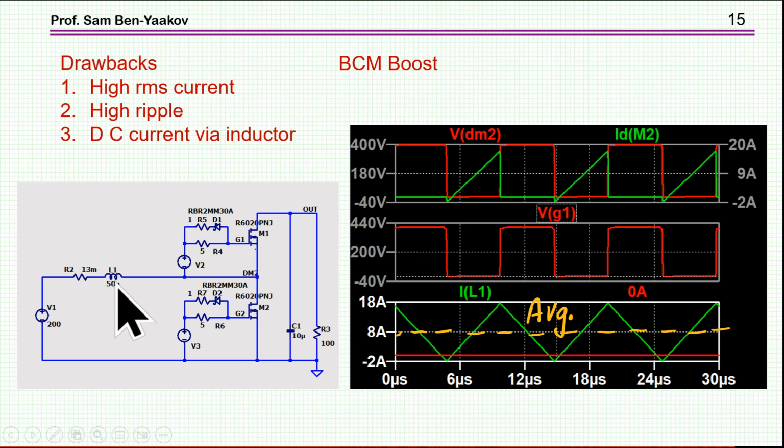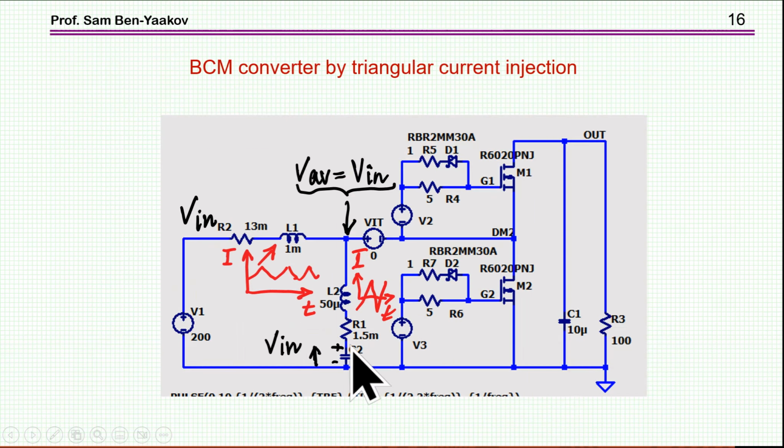So we have here an inductor, although the inductance is smaller, but the size of the inductor is, of course, not just the inductance, but also the RMS and I peak are affecting the size. And since the I peak is high and the RMS is also high, this is going to be a fairly large inductor, although the inductance is relatively small. So these are the drawbacks of the BCM, and the idea of the triangular current injection is trying to overcome some of these drawbacks. And here is the concept.